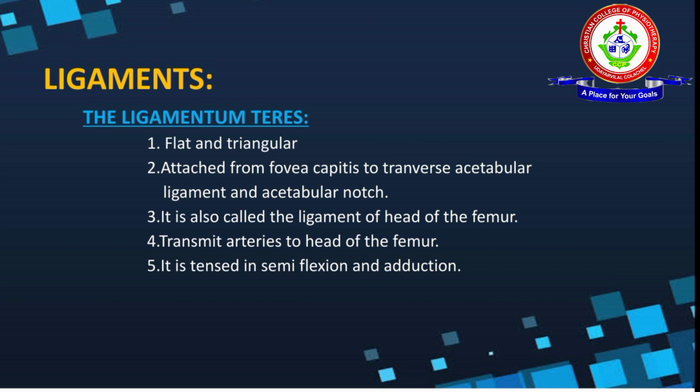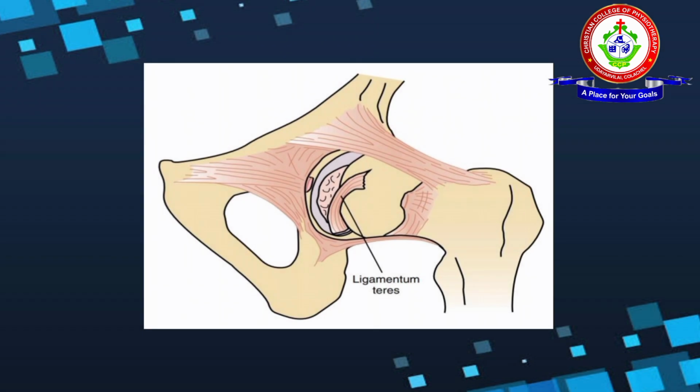First we can see about ligamentum teres. This ligamentum teres is flat and triangular in shape. It is attached from fovea capitis to transverse acetabular ligament and acetabular notch. It is also called as the ligament of head of the femur. It transmits the arteries to the head of the femur and it is tensed in semi-flexion and adduction. In this picture, we can see the image of ligamentum teres.